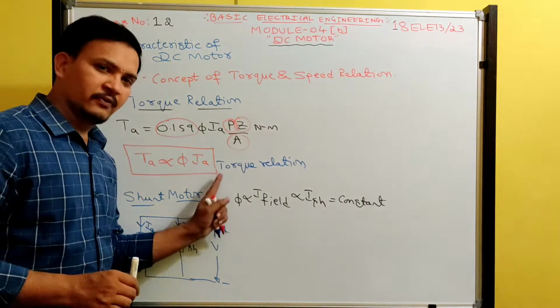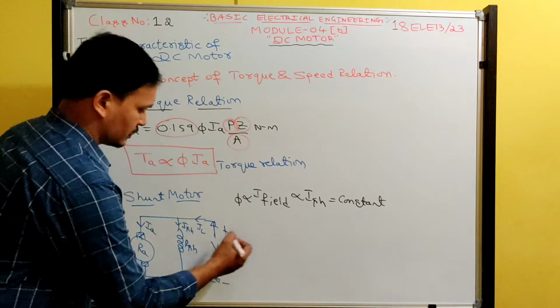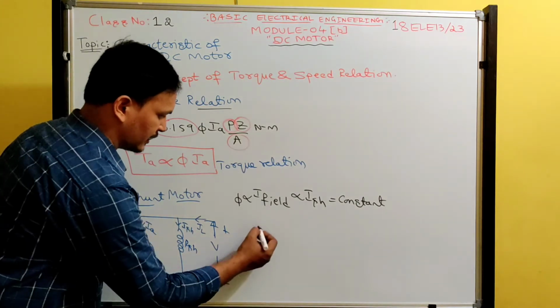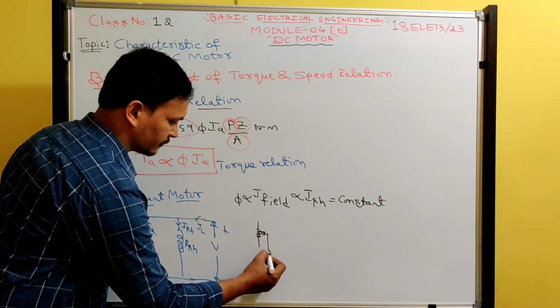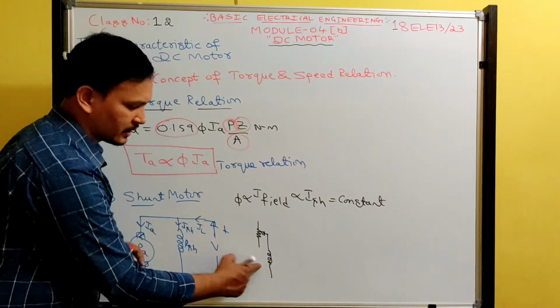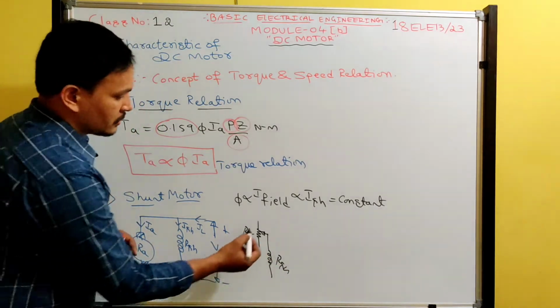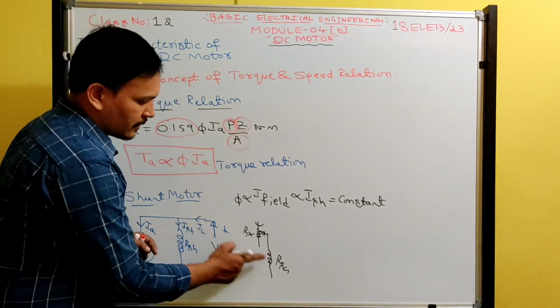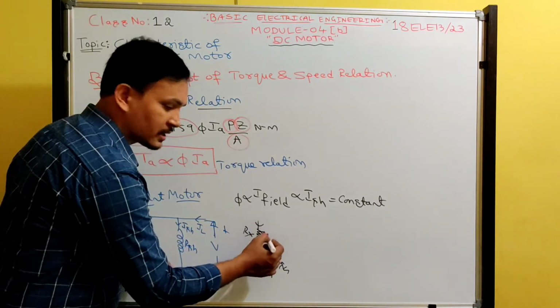However, we can change the field current by adding external resistance in the field circuit. I will write this part separately. Now add some additional resistance in the field circuit. This is the shunt field resistance, and now I have added some external resistance. If more resistance is added, then less current flows.